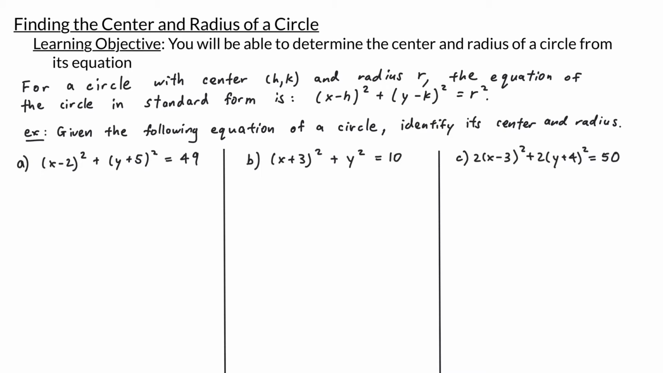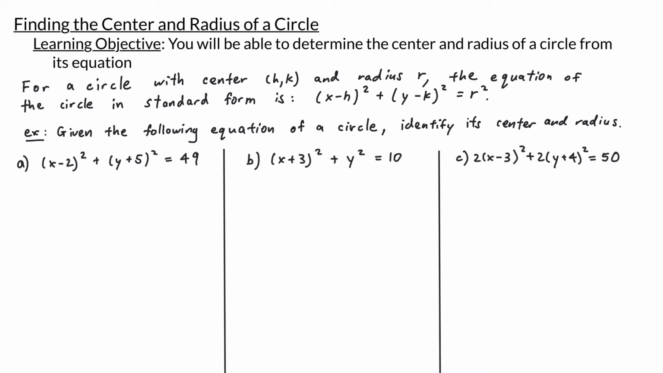In example A, we have the equation x minus 2 squared plus y plus 5 squared equals 49. Our goal here is to identify its center and radius. Luckily for us, the equation of this circle is given in standard form. Now, if we want to identify the center, we see that the x-coordinate of the center is the number that's being subtracted from the x, and the y-coordinate of the center is the number that's being subtracted from the y.